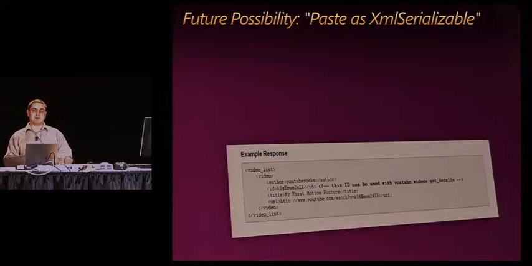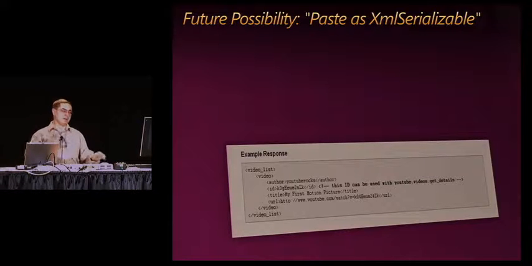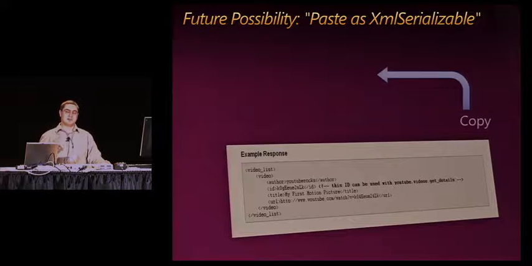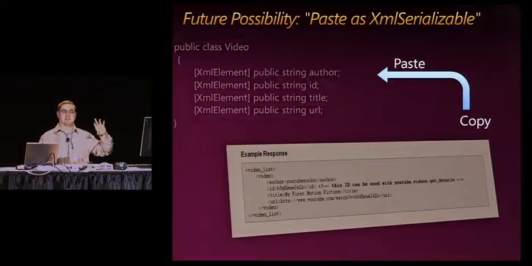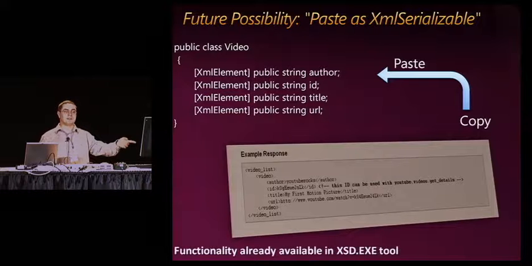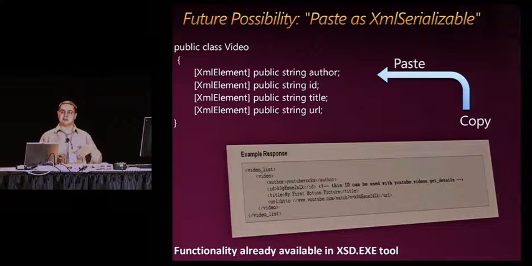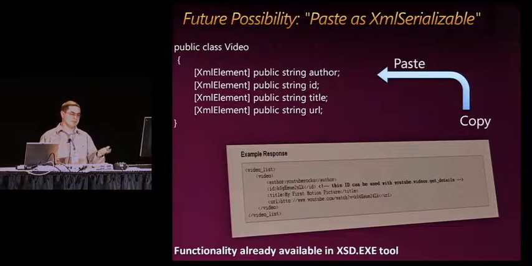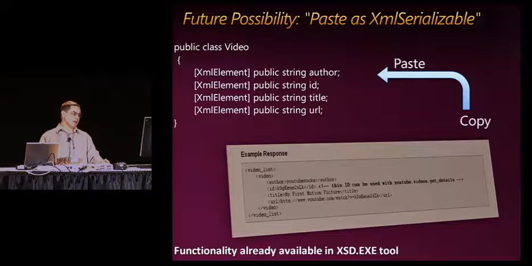We have a prototype of a feature called paste as XML serializable, where you would be able to go to your human readable documentation and copy a chunk of XML, and then through a special gesture in Visual Studio, you'd be able to paste it, and it will paste it as an appropriately attributed type. That feature actually already exists in the xsd.exe tool. It's just a matter of packaging it correctly and more usably. But actually, the way I started doing the Flickr demo is by using that xsd.exe functionality.